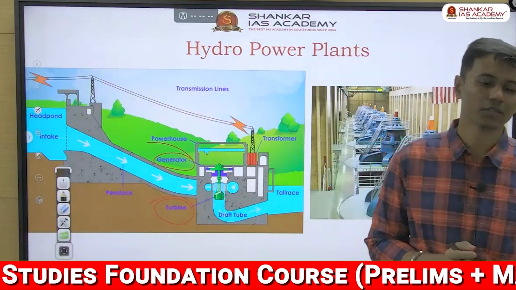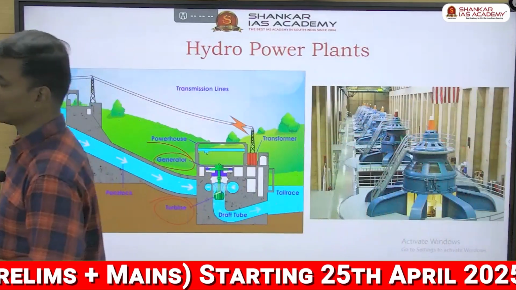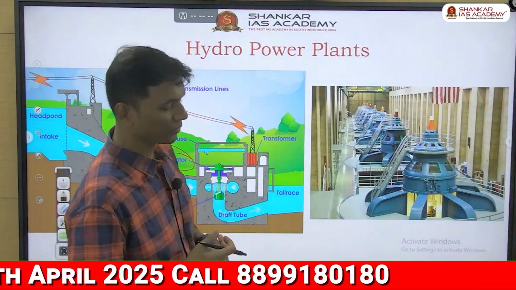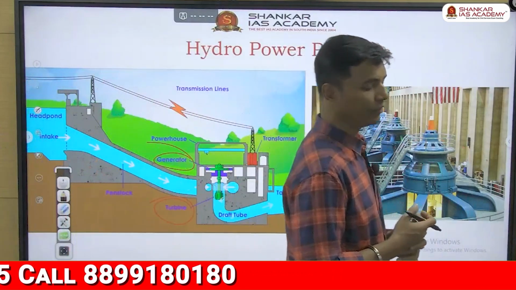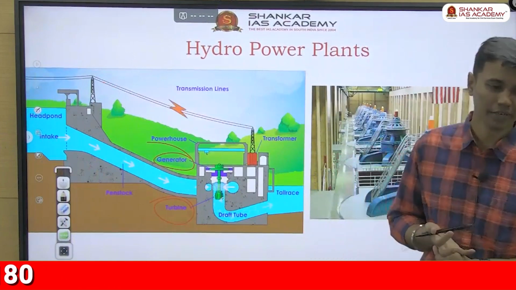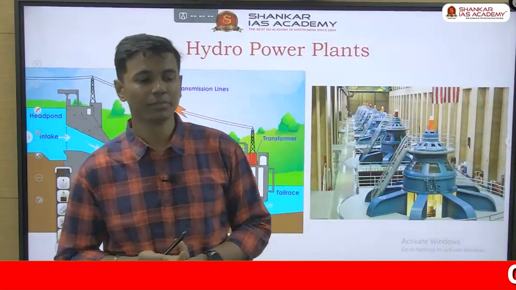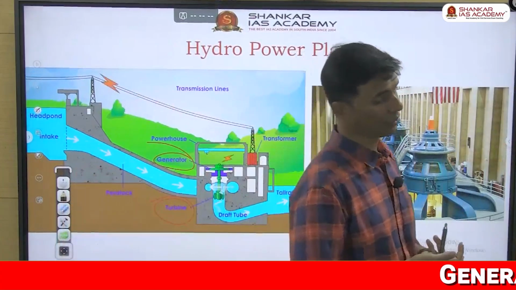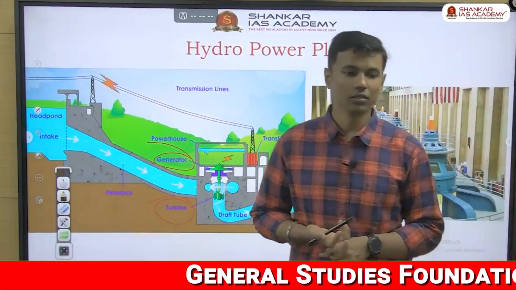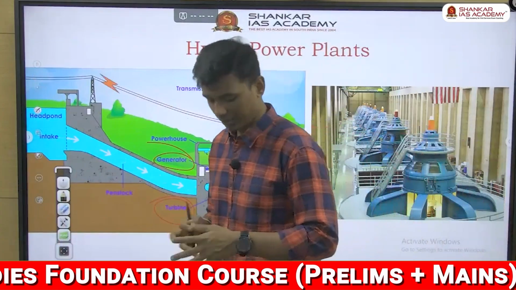Second advantage is flood regulation. Whenever the rain is intense, we can regulate the flood using dams. First is nil emission, second is flood regulation. The third advantage is less maintenance cost. Even though dams look huge, the maintenance cost is relatively lesser. Mostly civil engineering based maintenance and then few electrical components. So lesser maintenance cost.